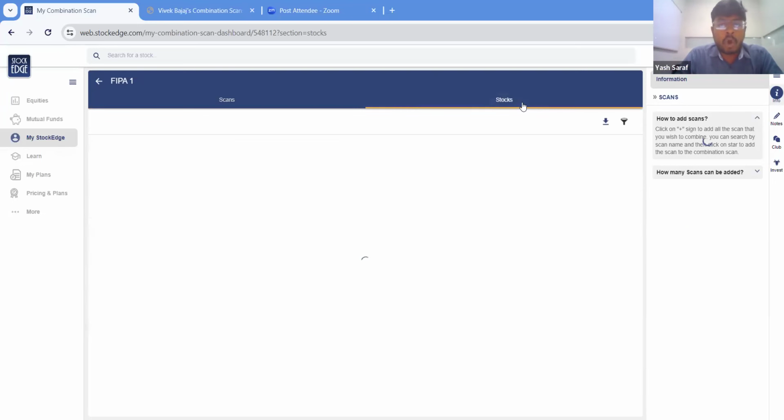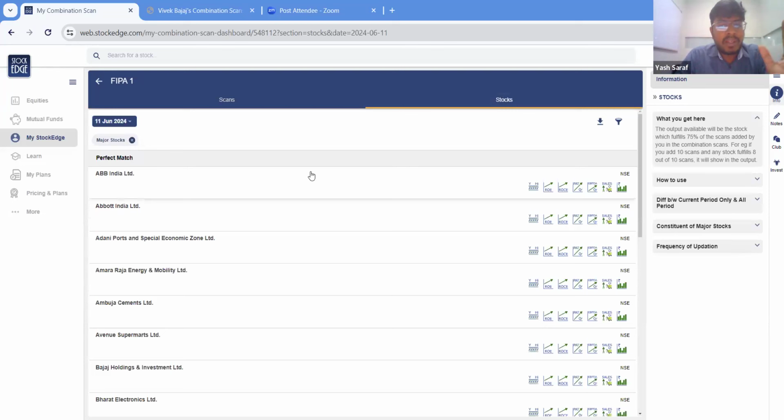So let's come down to the stocks module, wherein you'll get the list. This is the list of stocks which are showing signs of financial improvement with strong price action. You will see that this module is exactly the same module of the scans.